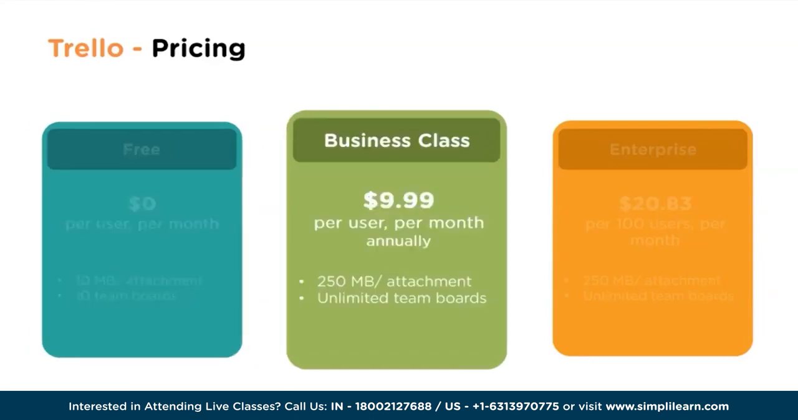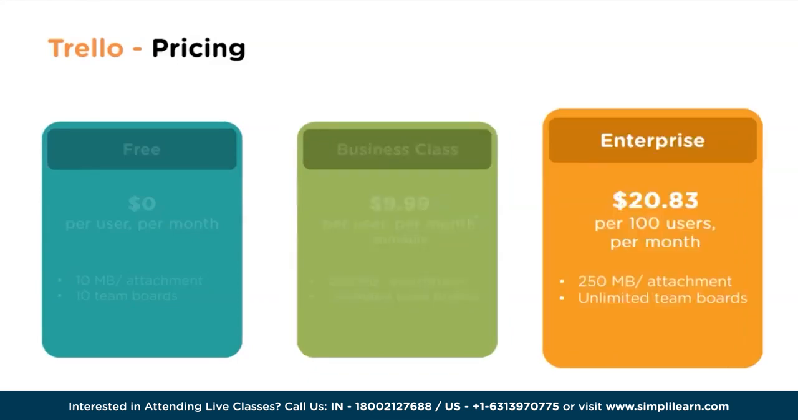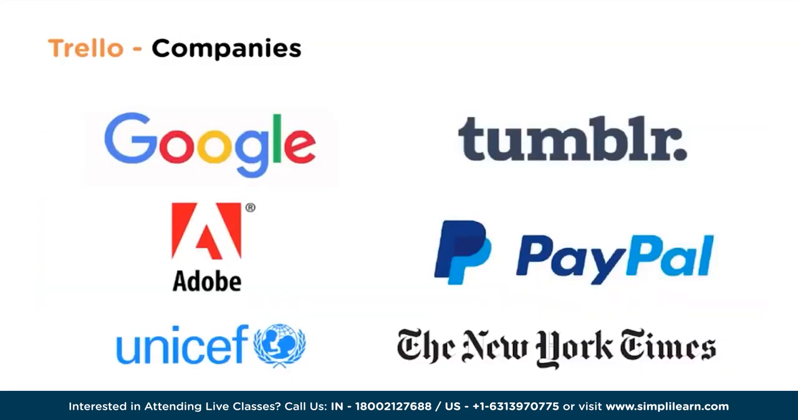So the pricing includes free, with 10 MB per attachment and 10 team boards. Business class includes 250 MB attachment, unlimited team boards, and it costs $9.99 per user per month annually. The Enterprise version provides 250 MB per attachment, unlimited team boards, and costs around $20.83 per 100 users per month. The companies who use Trello are Google, Adobe, PayPal, UNICEF, the New York Times, etc.